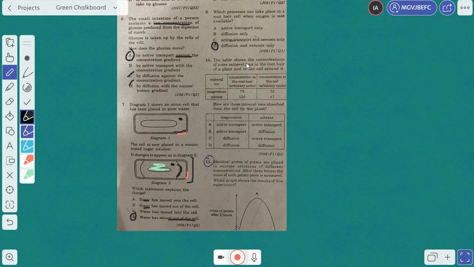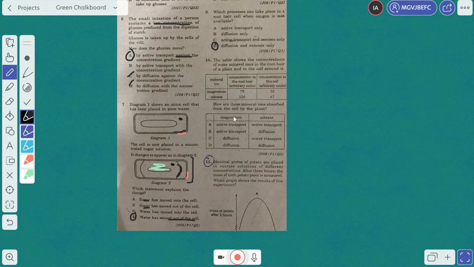10. The table shows the concentration of some mineral ions in the root hair of a plant and in the soil around it. So the concentration of the mineral ions is shown in the root hair cell and also in the soil around it. So let's have a look here. The concentration of magnesium ions is 75 in the root hair and 15 in the soil. The concentration of nitrate is 126 in the root hair and 47 in the soil. How are these mineral ions absorbed from the soil by the plant?